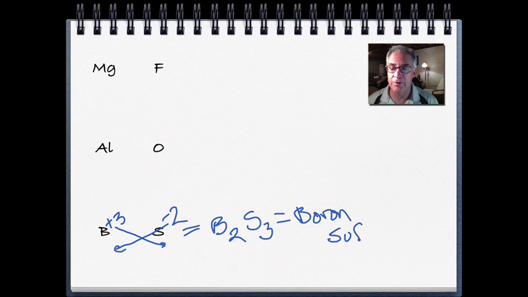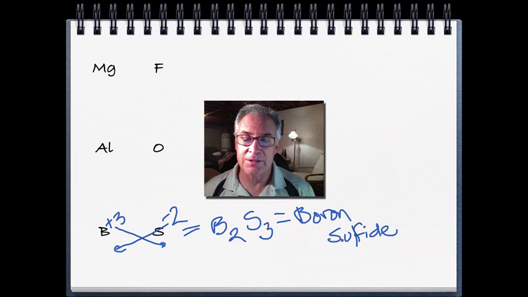And here's a tricky one. You'd think maybe you call it sulfuride, but it's just sulfide. Same with phosphorus. So that's how you would name that one.